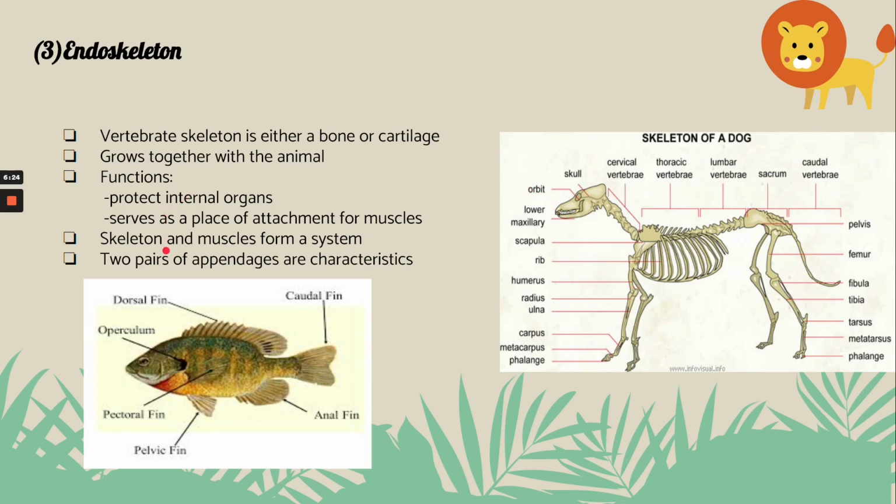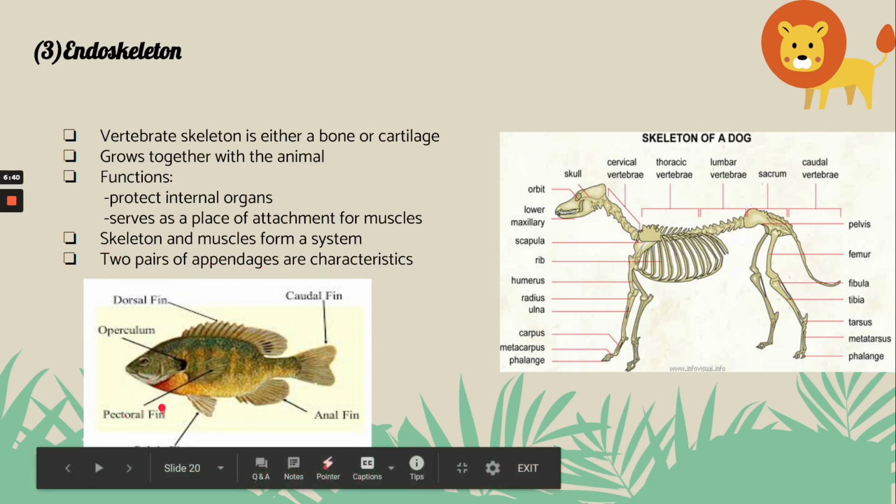Alright, so moving on, together the skeleton and the muscles form a system which most rapidly permits efficient movement. So there are two pairs of appendages which are characteristic. Fishes typically have pectoral and pelvic fins, while terrestrial tetrapods have 4 limbs, 1, 2, 3 and 4. Alright, so now let's move on.